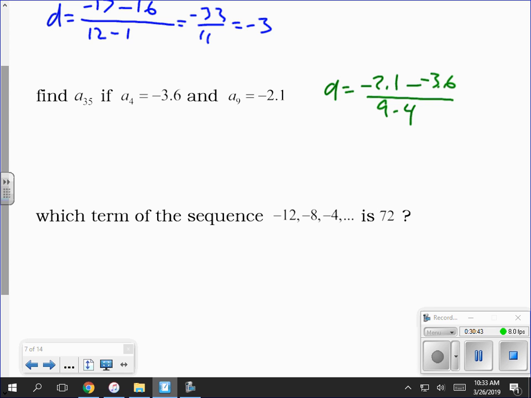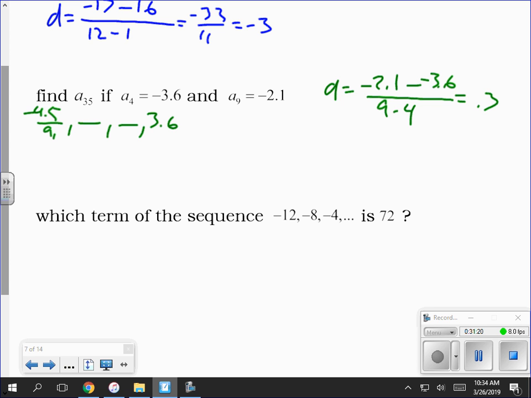And you end up getting 0.3. Okay, so that's not too bad. D is 0.3. I need to go backwards to find A sub 1. A sub 1, 2, 3, 4, 3.6. So negative 3.6 minus 0.3 minus 0.3 minus 0.3, and I get negative 4.5.